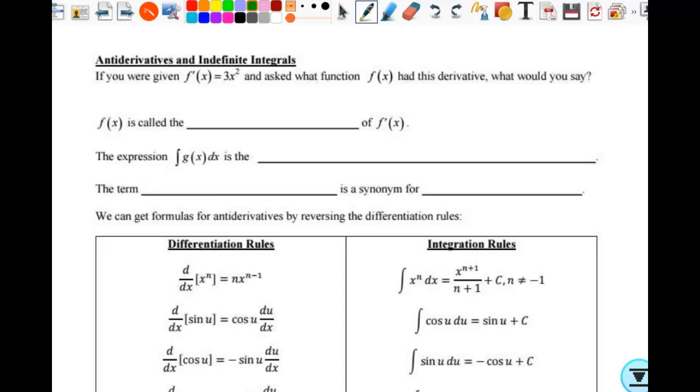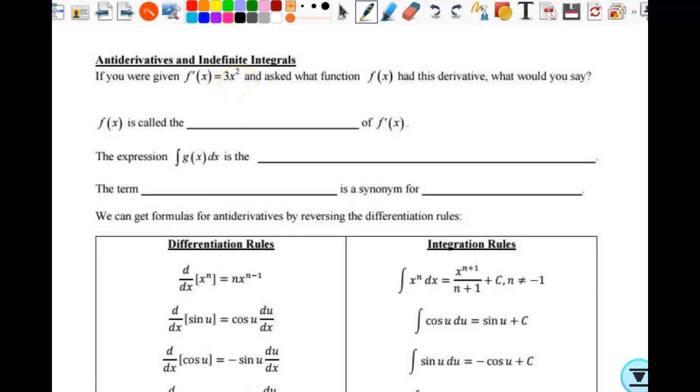So I want you to think, if you were given f prime of x equals 3x squared. We took the derivative and got 3x squared, and you were asked what function f of x had this derivative. If I got this from the derivative, where did I start? What would I have taken the derivative of to get this 3x squared?